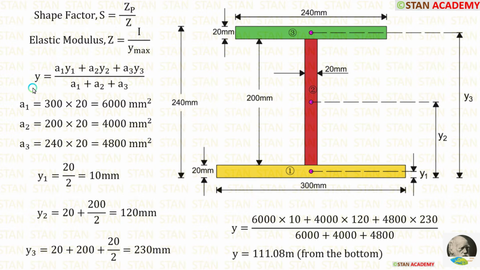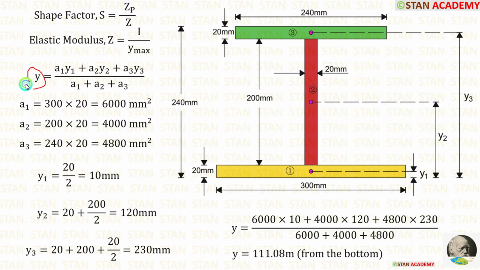In this I section, first let us find the location of the centroid from the bottom. Let us keep the bottom flange as 1, the web as 2, the top flange as 3. The depth of the web is equal to 240 minus 20 minus 20. We will get 200 mm.